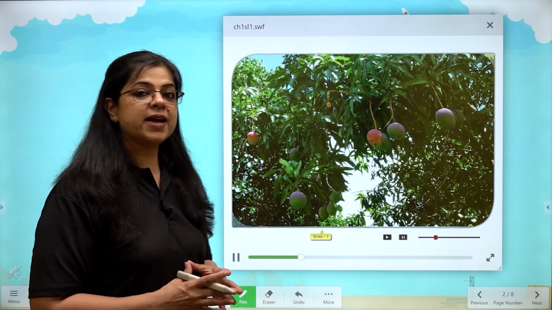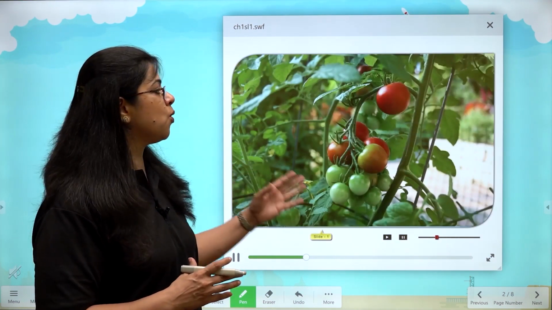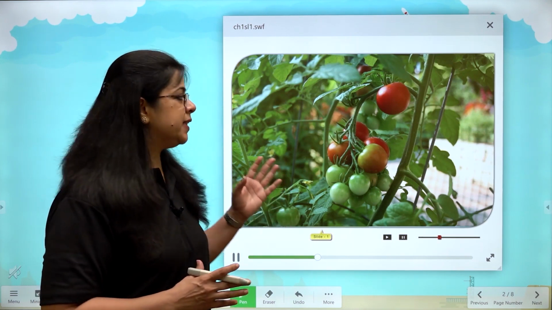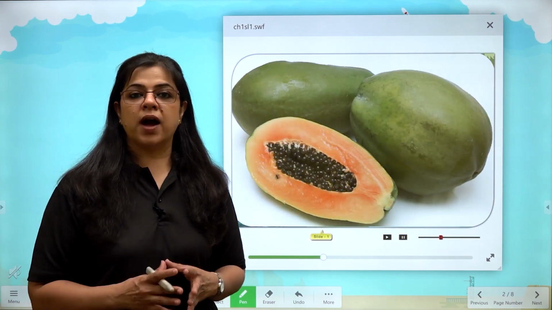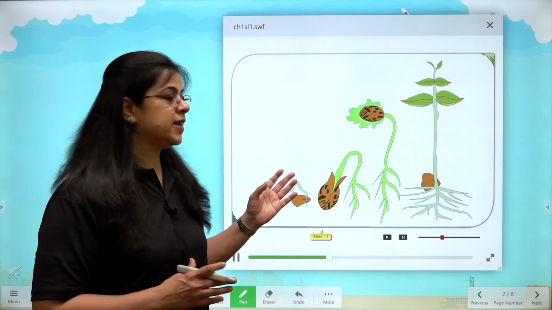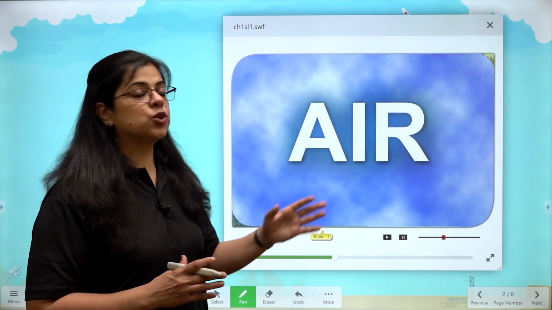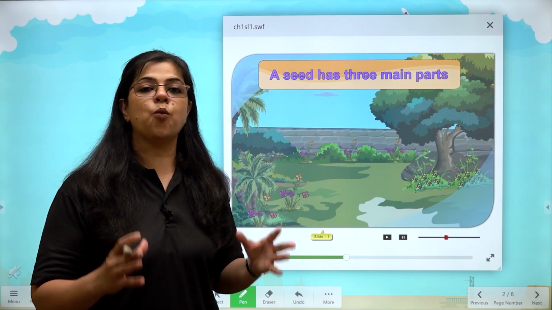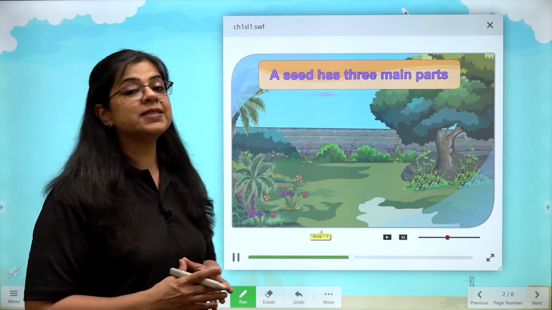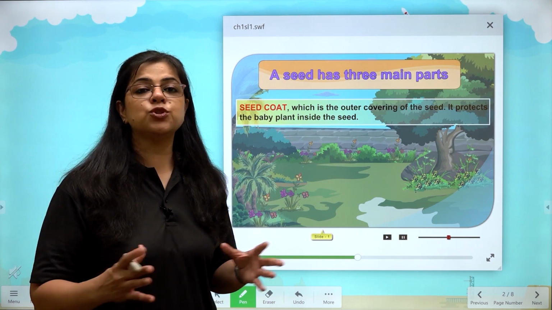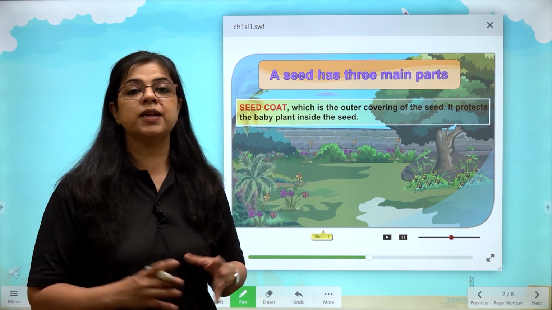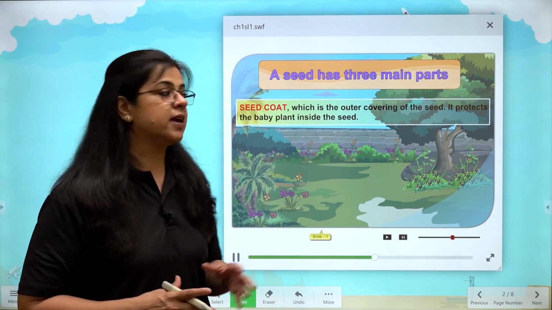Now let us understand about plants like mango, orange, tomato that reproduce by seeds. These seeds may be one or many, as in case of papaya. These seeds grow into new plants when they get sufficient air, warmth, and water. A seed has three main parts. The outermost covering of the seed is known as the seed coat. It protects the plant inside.